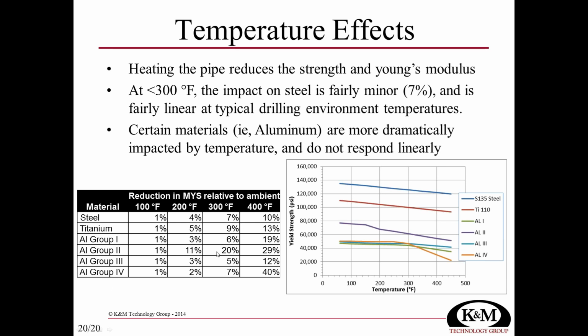And as you move on up the scale and we get into hotter and hotter wells, at 400 degrees, you can see that we're seeing some pretty substantial strength reductions. Look at this aluminum group 4. It's 40%, almost half its strength when you get it that hot. Now, of course, this table is graphically represented over here on the right, and you can see that some of these alloys have some pretty abrupt changes when we get them very hot.